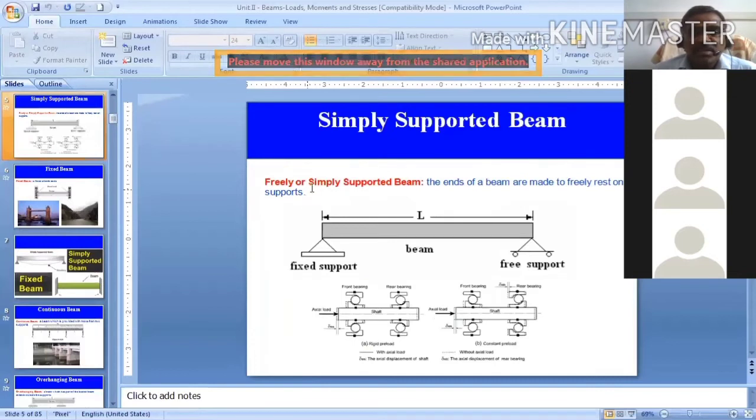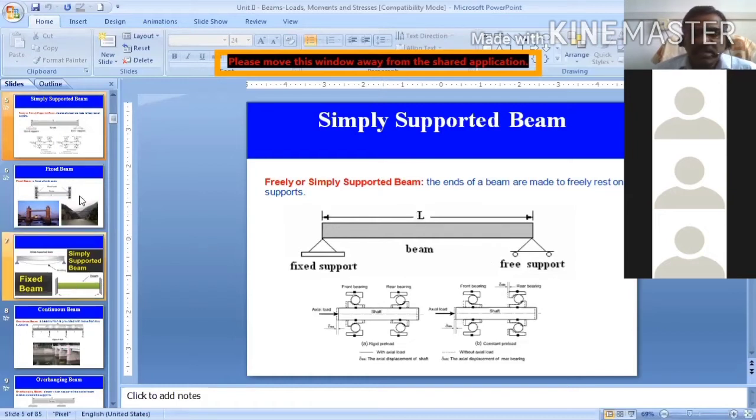This is a simply supported beam or freely supported beam. Here one support is there, here another support is there. It is just like a bearing support. A shaft with two bearings is a simply supported beam. See here an example: here is a bearing and shaft. This is subjected to vertical loads and it is simply supported.